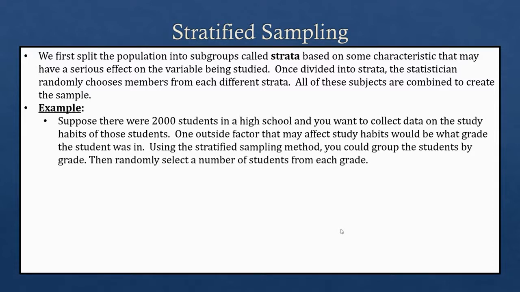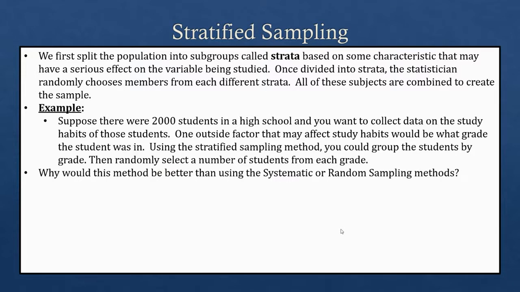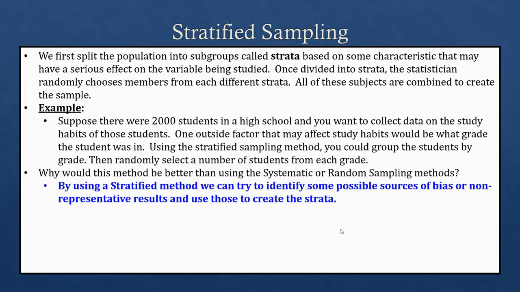So if we didn't use that information to help us collect data and collect a better sample, if we just used a random or a systematic sample in this situation, there's always a possibility that I could end up with all freshmen or all seniors in my sample, and that might have a big influence. So using the stratified sampling method, we could group the students by grade to start, and then we randomly select a number of students from each grade. So again, if we think about why that would be better than systematic or random, that's the general idea.